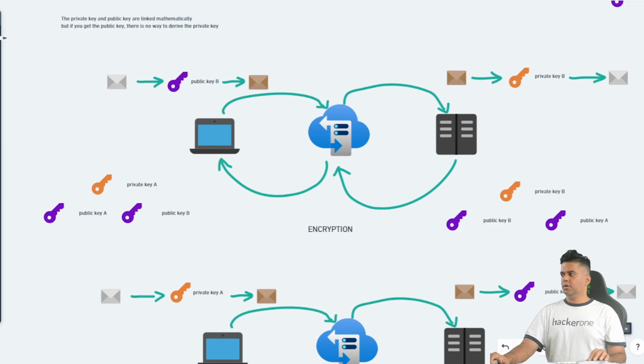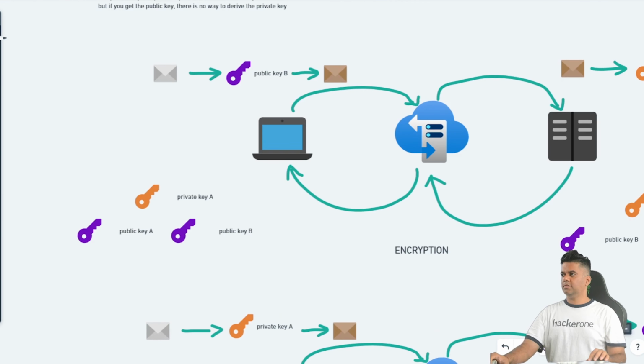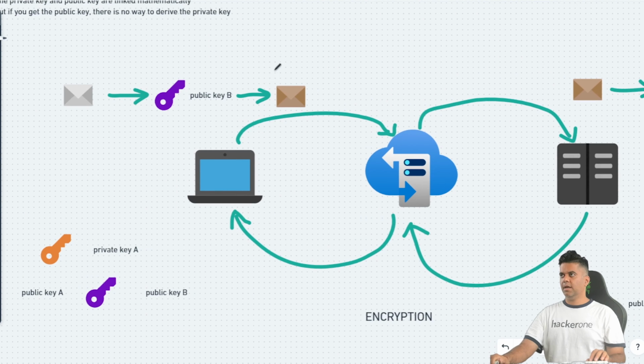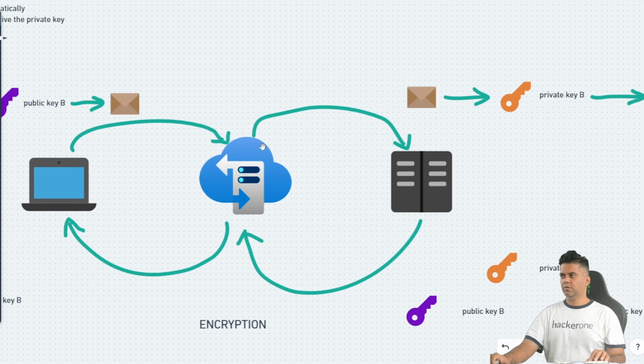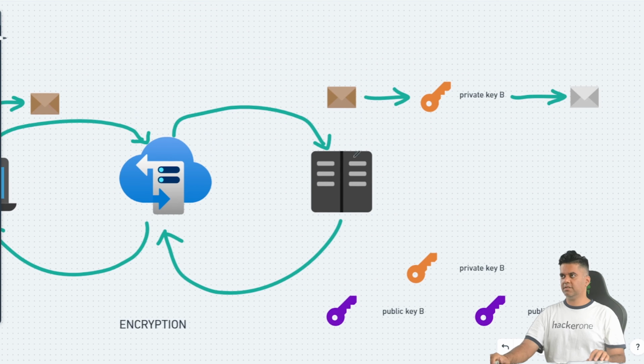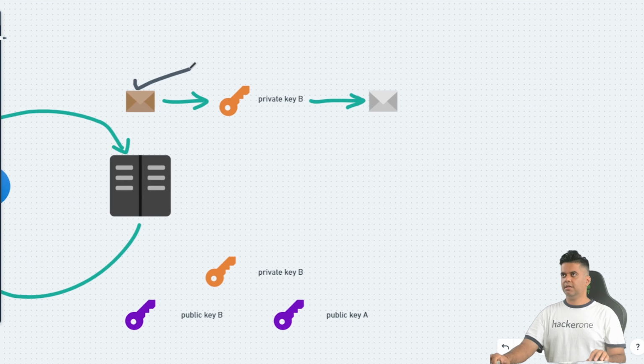So now how does encryption work here? What happens is, at the user's side, when it wants to send a message that only the server should be able to read, it takes the message, uses the public key B that the server had sent to the user, and then encrypts the message. This encrypted message is sent to this forwarding server. The forwarding server sends it to the server. And this encrypted message can only be decrypted by private key B.